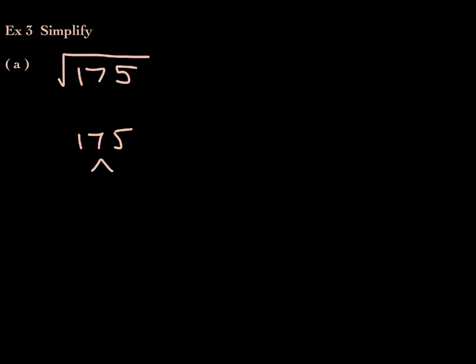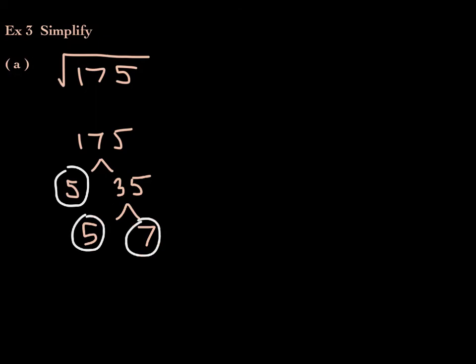Start with any two factors for 175, other than 1, of course. We can start with 5. You know that 5 is a factor of 175 simply because 175 ends in a 5. Remember, any number that ends in a 0 or a 5 will be divisible by 5. 5 times, let's see, 35 will be 175. Between these two factors, 5 is prime. 35 is not. So we rewrite 35 as 5 times 7. Now both 5 and 7 are prime, so I circle those.